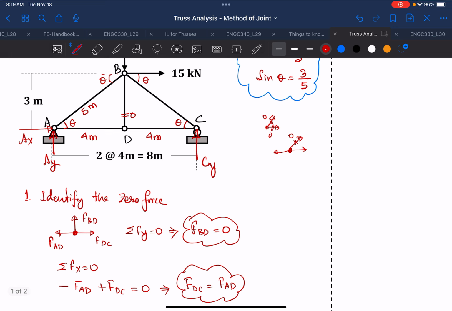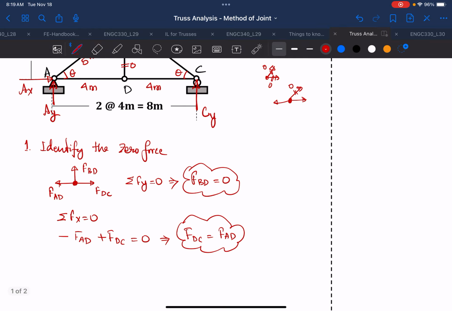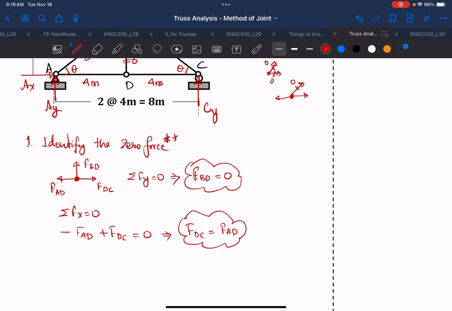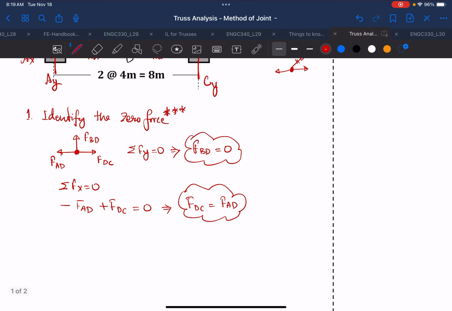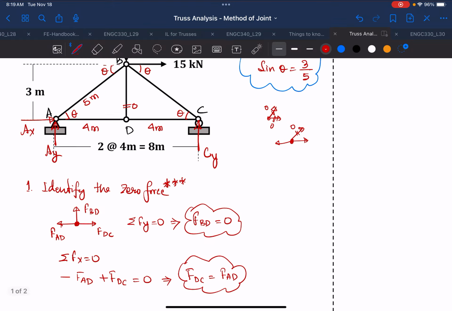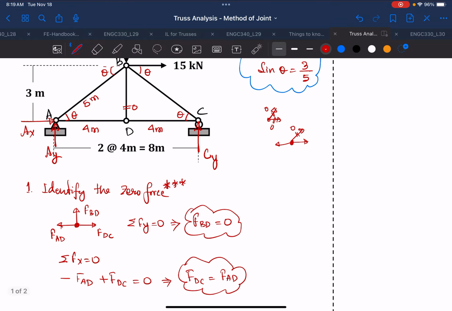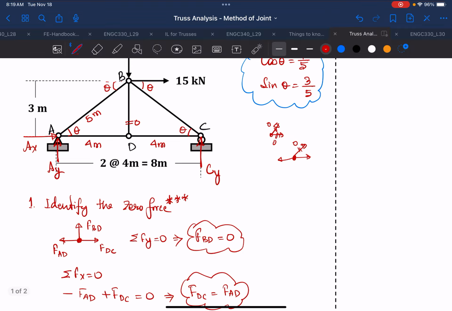So now, since both of these are equal, all you have to do is find 1, 2, and 3. You don't have to find all the forces because you already know the relationship. This is why identifying the zero force is very important. Okay, so once you have identified the zero force, the remaining step is how to solve the member forces.